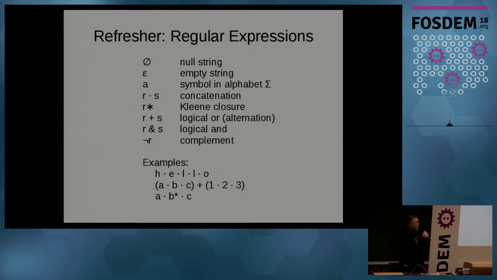So examples down the bottom there: we can have a bunch of letters in a row. That's a regular expression, hello. That matches the word hello. The second example matches either the letters A, B, and C, or the numbers 1, 2, and 3 in sequence. And the third regular expression matches A, any number of B's, including 0, and a C. And again, if you've used POSIX regular expressions, you probably are very familiar with this.